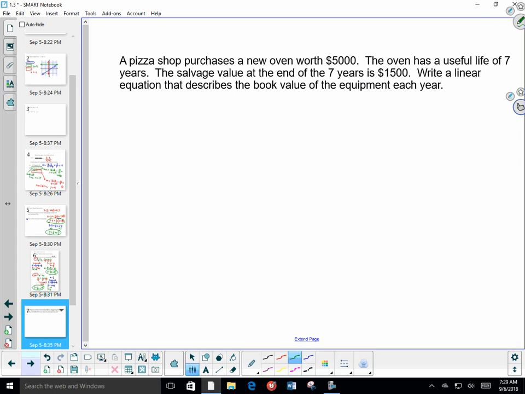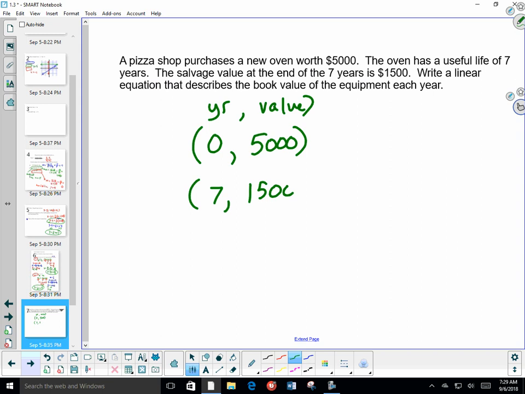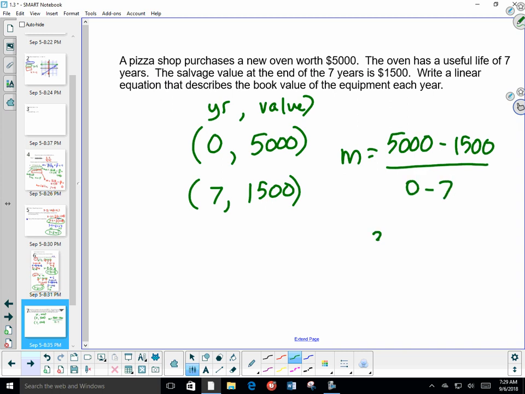So I think that we would start this by saying we've got 2 ordered pairs. Let's do year, comma, value. So in year 0, it's worth $5,000, and in year 7, it's worth $1,500. So let's find the slope. The slope is going to be 5,000 minus 1,500 over 0 minus 7. So that's going to be 3,500 divided by -7, and I think that turns out to be -500. All right, and so that's our slope.